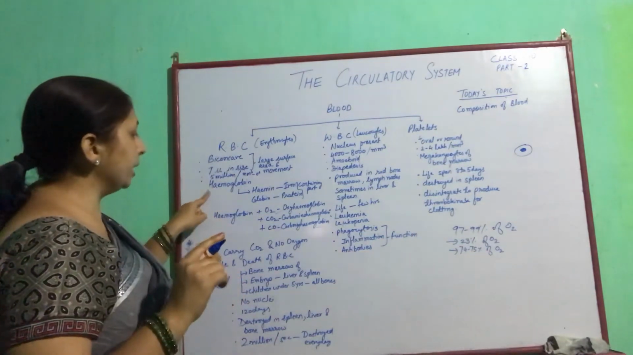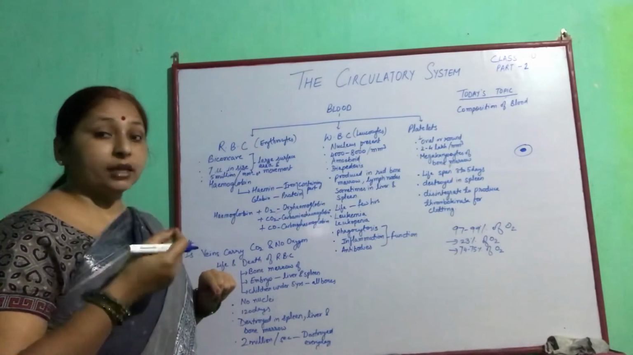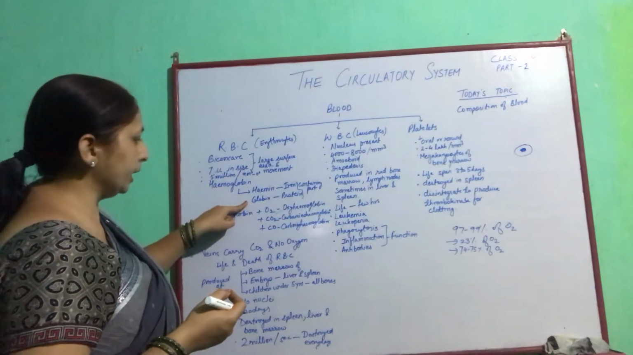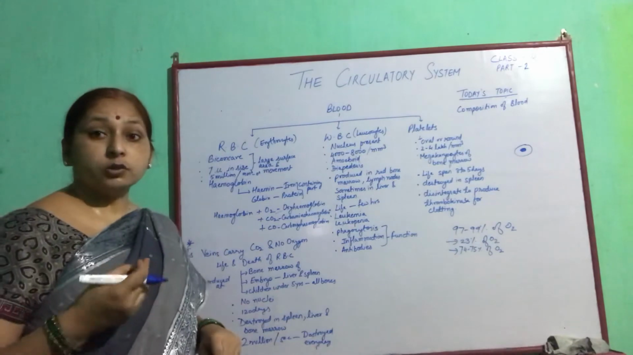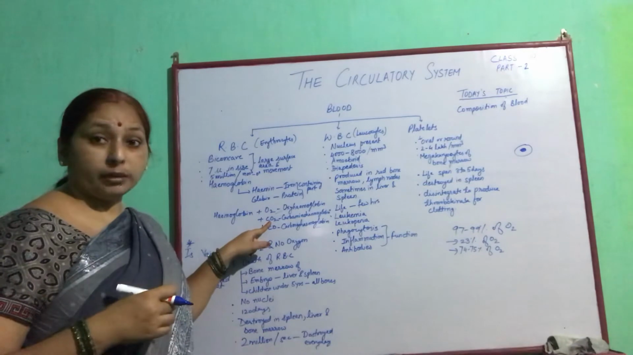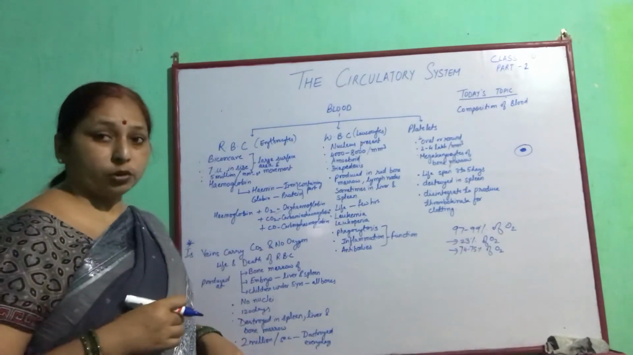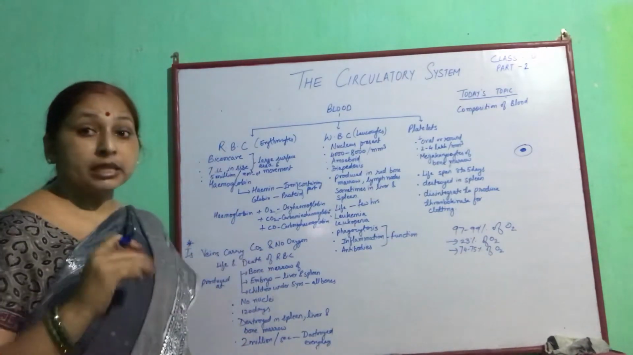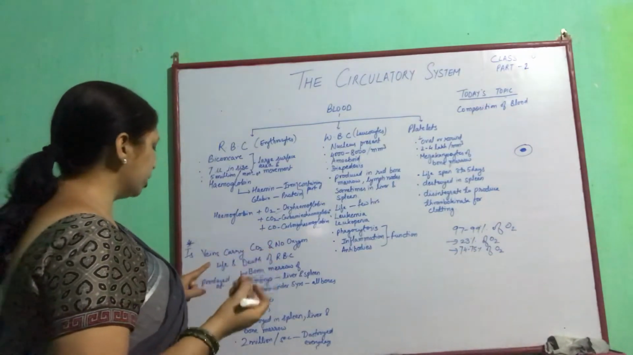It contains a pigment which is hemoglobin. Hemoglobin imparts red coloration. Hemin is the iron containing part, while globin is the protein part of hemoglobin. Hemoglobin, when it combines with oxygen, forms oxyhemoglobin. When it combines with carbon dioxide, it forms carbaminohemoglobin. When it combines with carbon monoxide, it forms carboxyhemoglobin, which is poison. Carboxyhemoglobin is poisonous for the human body and may cause fatal conditions.